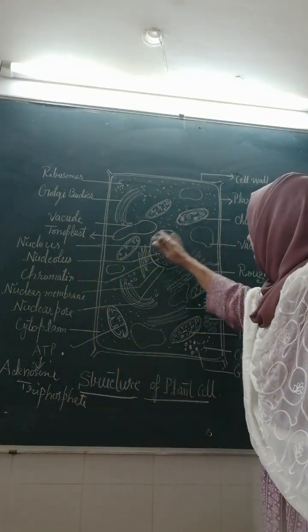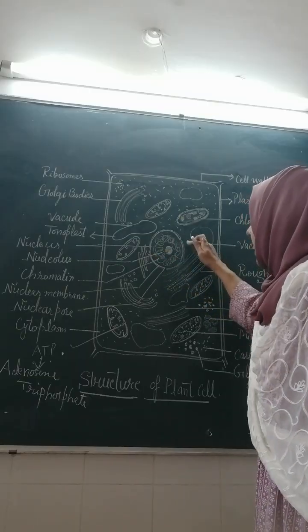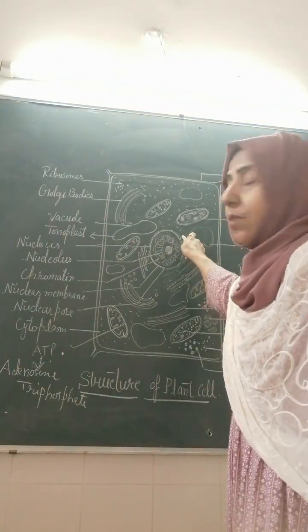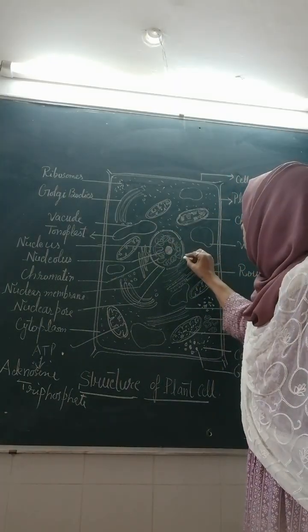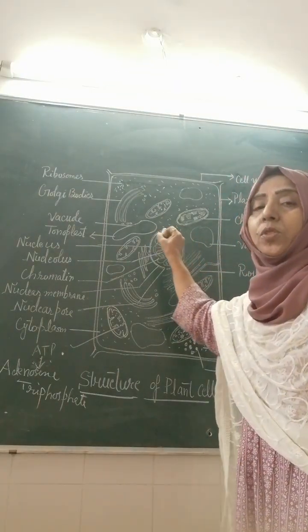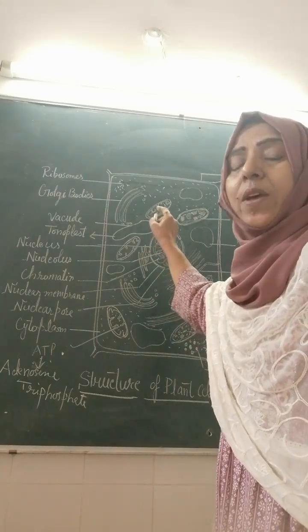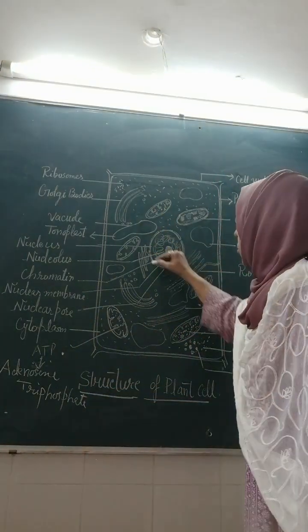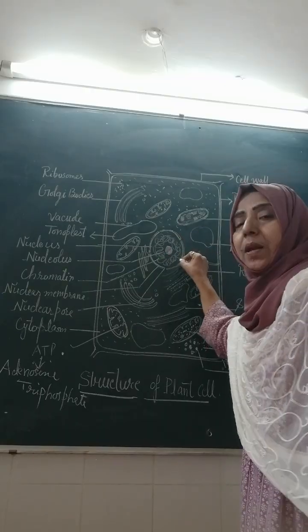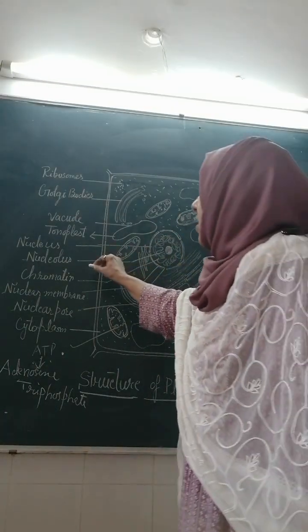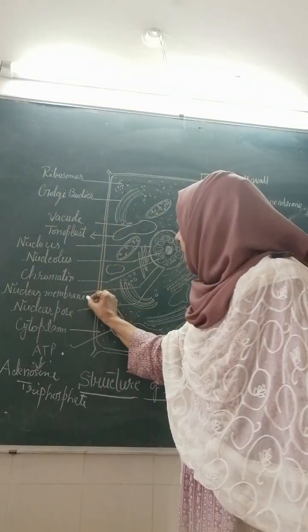And the main and the most important part which is present mostly in the center of the cell is called the nucleus. This is the structure of the nucleus. It is the most important cell organelle of the plant cell as well as the animal cell. It is also surrounded by a double membrane. Its membrane is called the nuclear membrane.